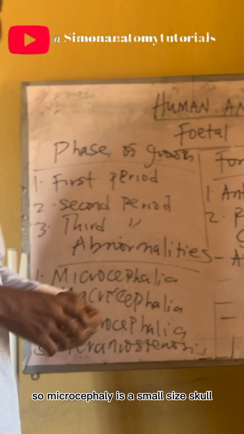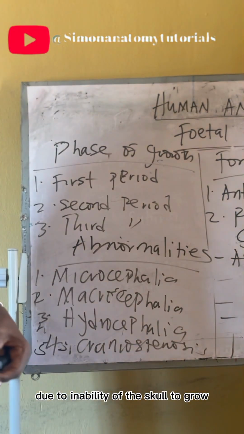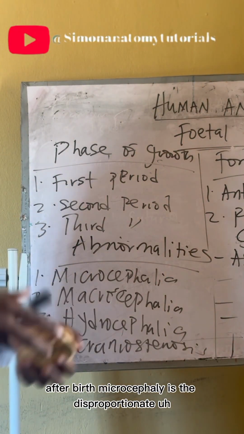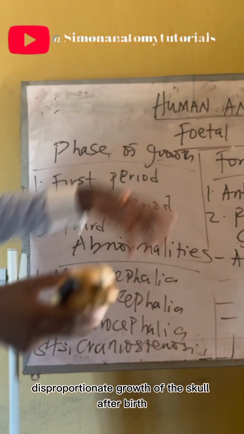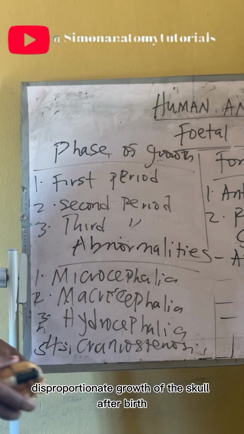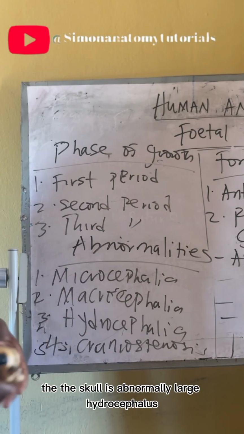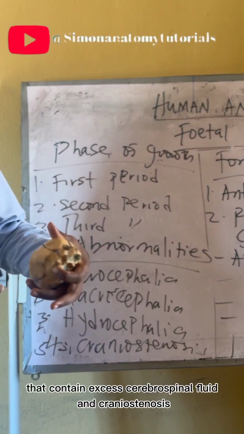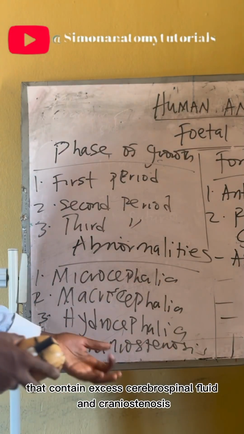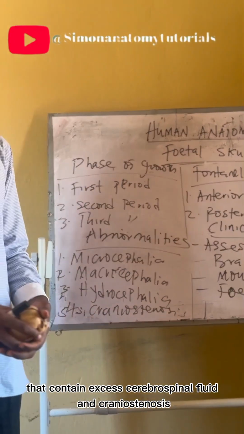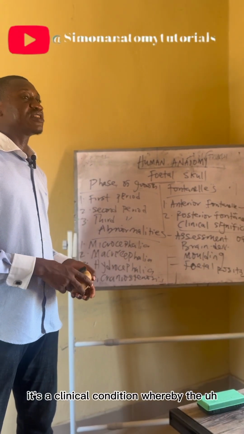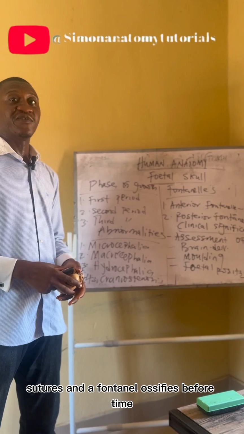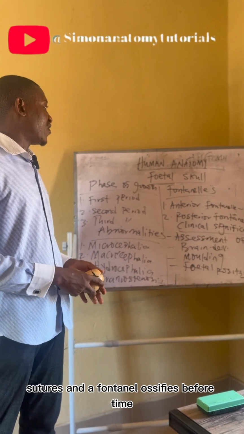So microcephalia is a small size skull due to the inability of the skull to grow after birth. Macrocephalia is the disproportional growth of the skull after birth. The skull is abnormally large. Hydrocephalia, this is a voluminous skull. It's a skull that contains excess cerebrospinal fluid. Then craniosynostosis is a clinical condition whereby the sutures and fontanelle ossify before time.